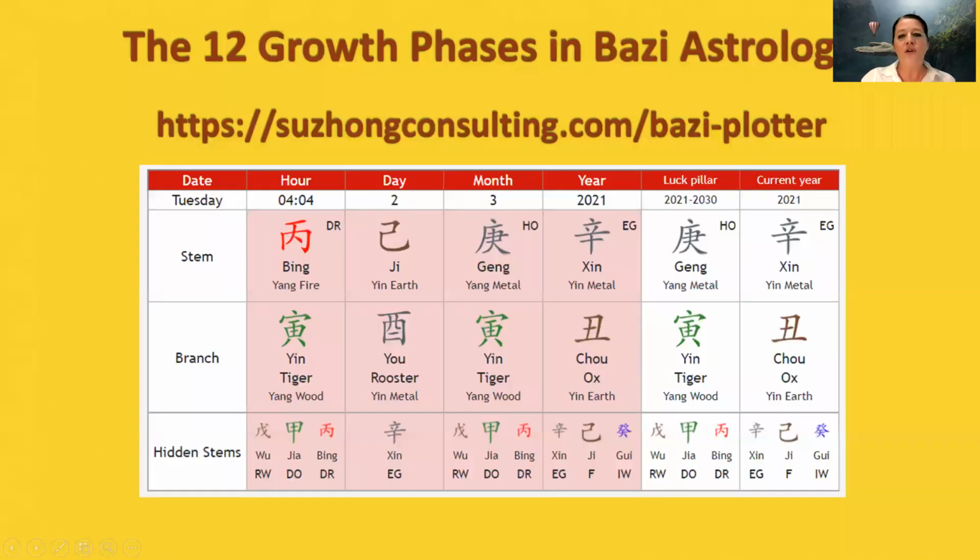Now, first of all, you need to actually plot your Bazi chart. You can go to this link. I will also put it in the notes to this video. So go to this link and plot your Bazi chart. If you don't know the hour of birth, that's perfectly fine. You don't necessarily need this for this analysis, but just go ahead, plot your chart.